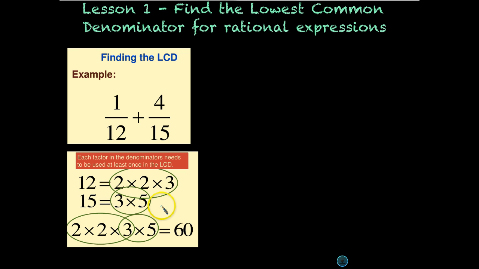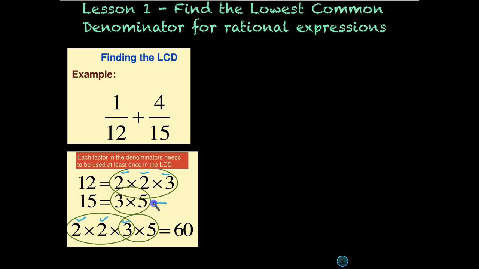This is different than finding the greatest common factor. This is the least common factor, or least common denominator in our case. So what we are trying to do then is we're trying to take one of every number. So we would just start with the first one, 12, and we know that we need a 2, a 2, and a 3 in our denominator.